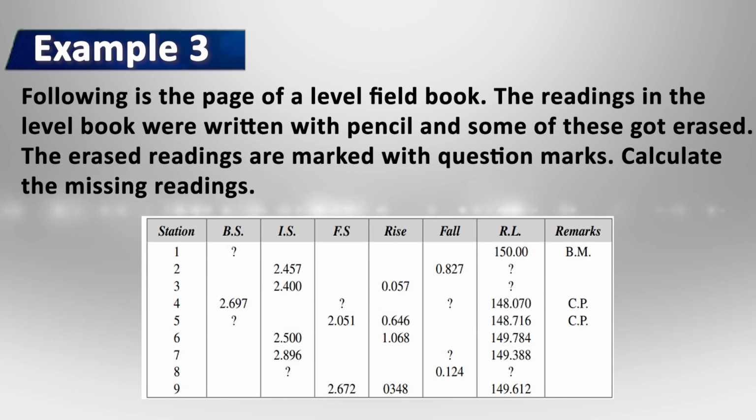So, in the next question, the page of a field level book has been given. The readings in the level book were written with pencil and some of them got erased. So, the erased readings are marked with question marks, and we have to calculate the missing readings. In this, some details are missing, and we have to find out these readings. So, we will go on.